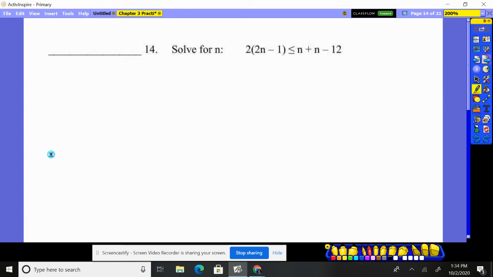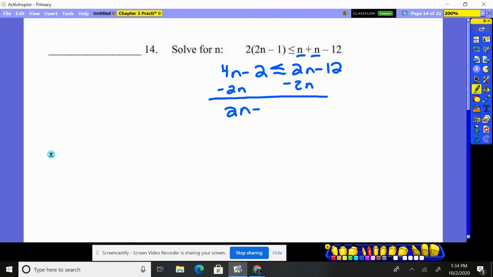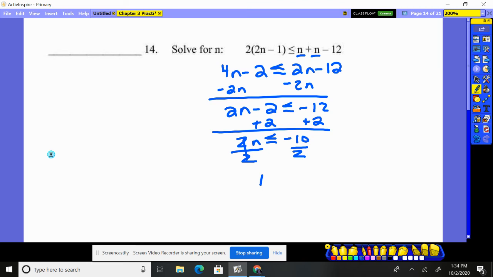Number 14. Well, I'm going to distribute through. That gives me what? 4n minus 2 less than or equal to 2n minus 12. I went ahead and combined those. Now I'm going to go ahead and subtract 2n, subtract 2n. I have 2n, subtract 2, less than or equal to negative 12. Add my 2, add my 2. 2n less than or equal to negative 10. Divide by a positive 2, so the inequality does not flip. And there's my answer.